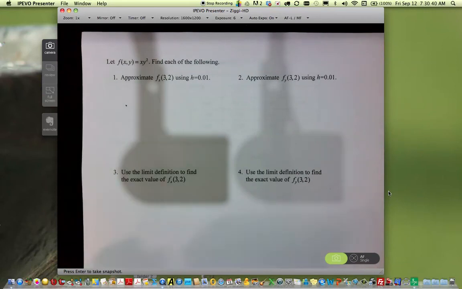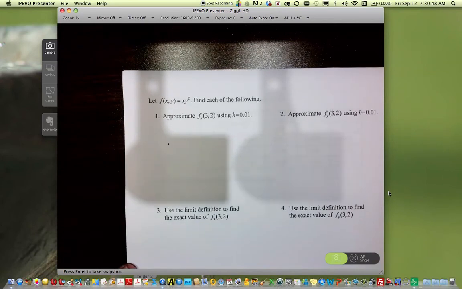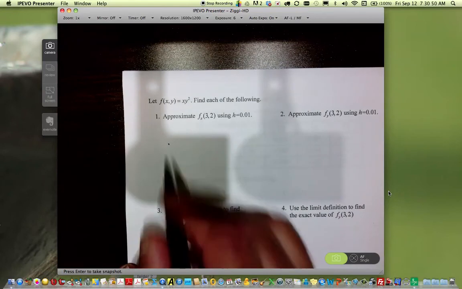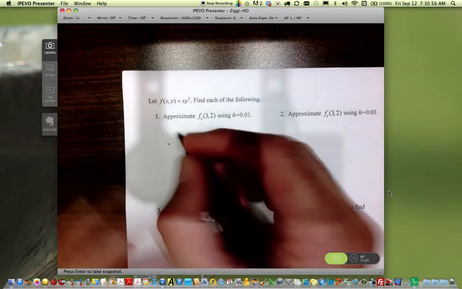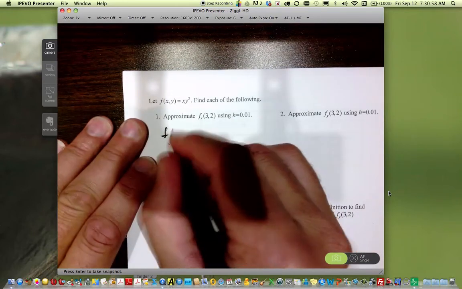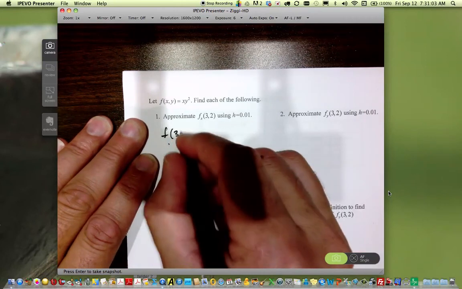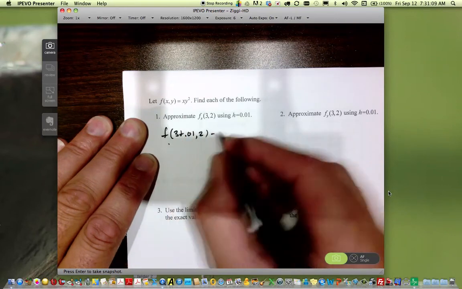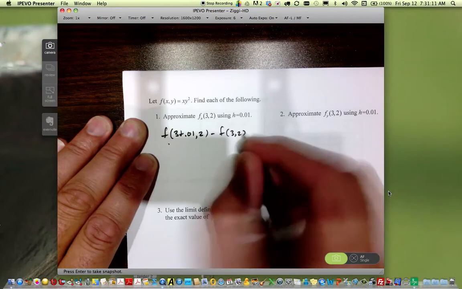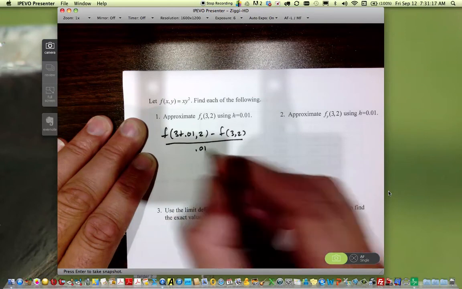Okay, now moving on, I want to find the derivative of this function, approximating it again, using an increment of 0.01. All right, so to approximate the derivative here, we're going to have to go back to the definition, and the definition says find the value of the function at 3 plus h. So 3 plus h is going to give me 3 plus 0.01 and 2, minus the function evaluated at 3, 2, and then we're going to divide that by the change, which is 0.01.